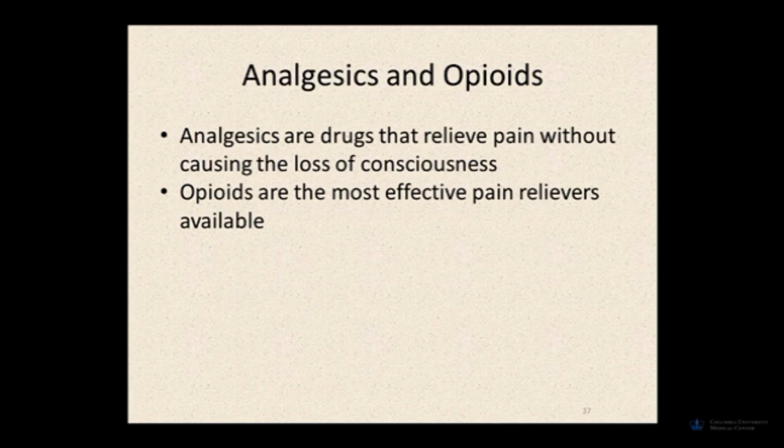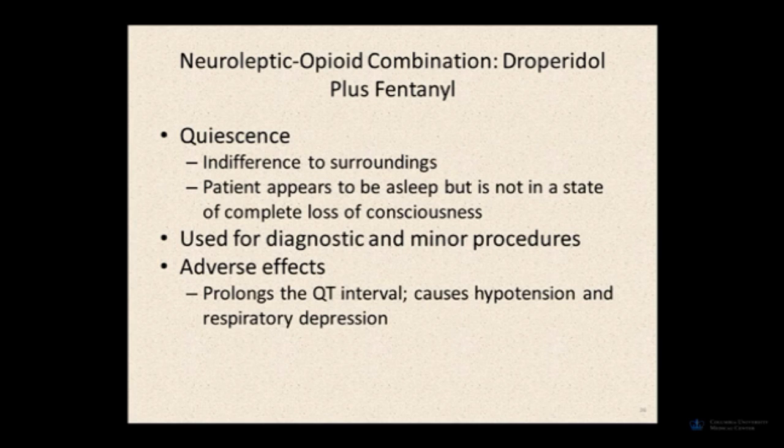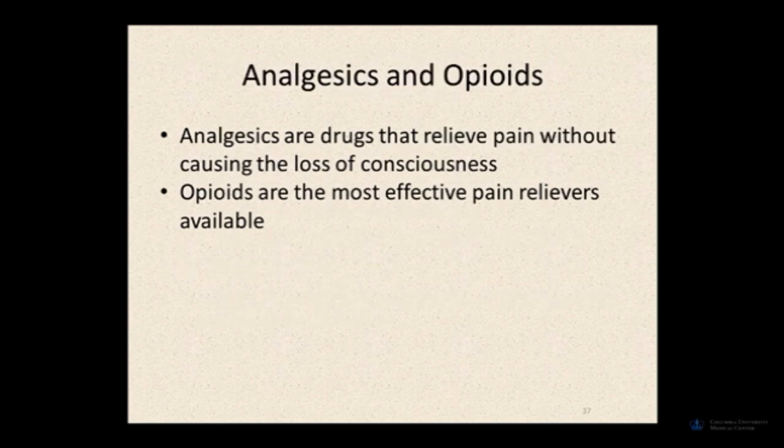So fentanyl is an opioid drug. It's a very, very potent opioid drug. It's described as being about 60 to 80 times stronger than morphine and 40 to 50 times stronger than heroin, fentanyl. So we're talking about a very, very strong opioid drug combined with one of these sedatives. Okay. Yes, ma'am.